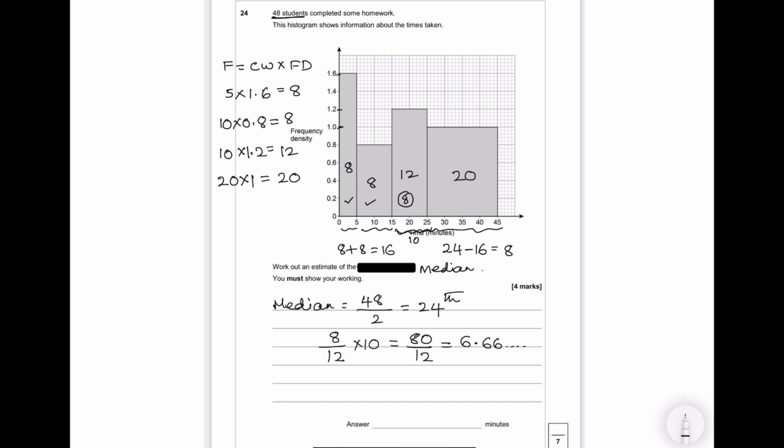And now the starting point of that bar is 15. So 15 minutes is the starting time, and we have to add 6.7 after rounding it to one decimal place. That is 21.7 minutes. So the median is 21.7 minutes.